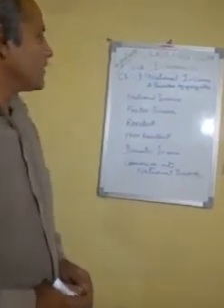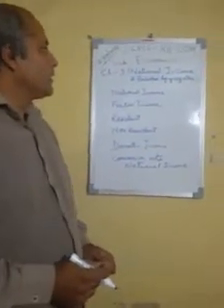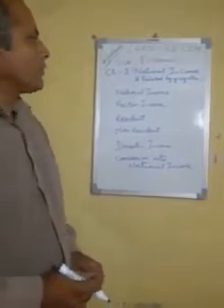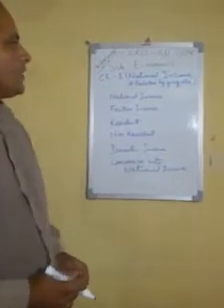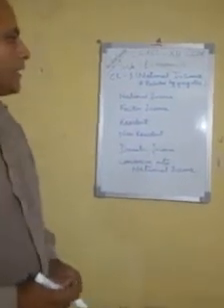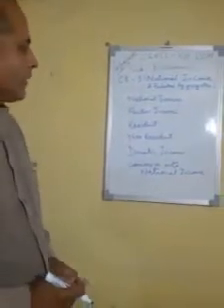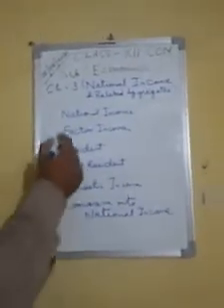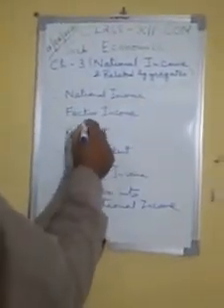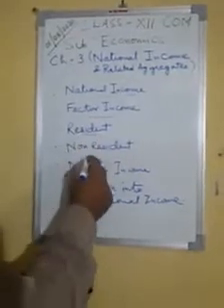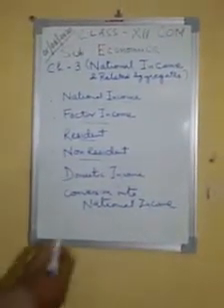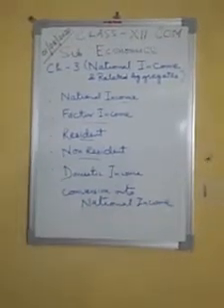Today we are starting with a new chapter of economics of class 12, that is national income and related aggregates. So today we will discuss 5 concepts of this chapter. First is national income, factor income, resident, non-resident, and how domestic income can be converted into national income.